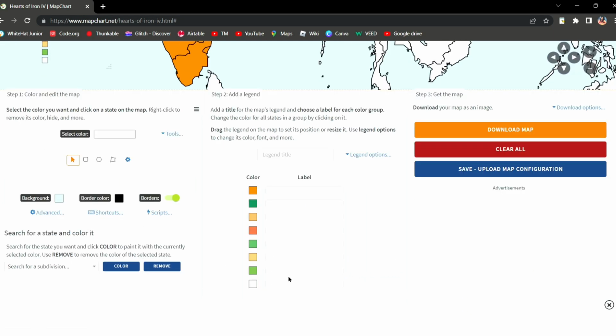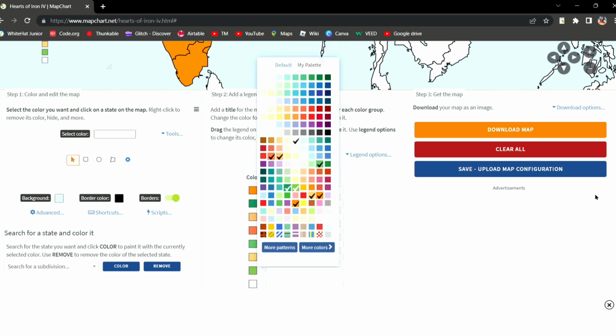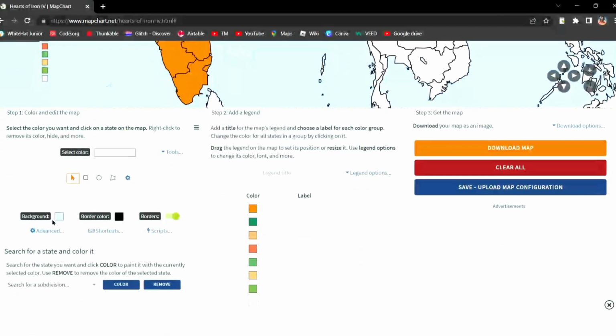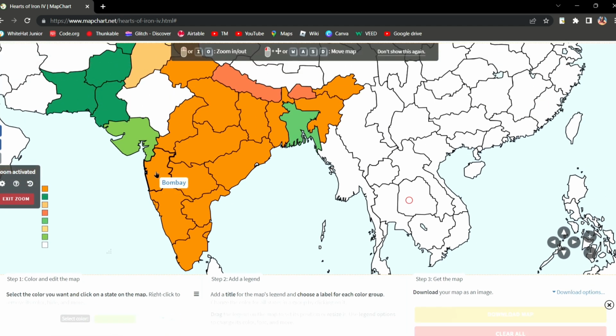Now, wait, just selecting a color. Wait a second, please. Okay. Now the Pakistanis tried to invade into Bombay state, but they failed.